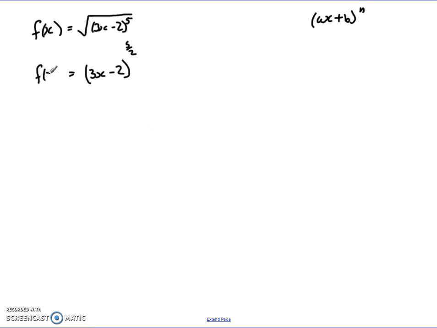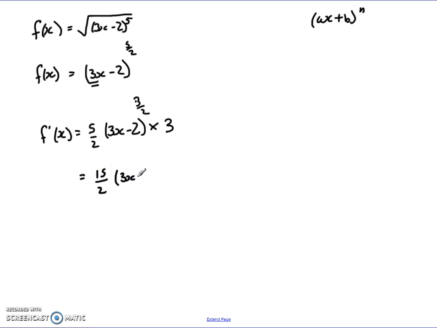Once I've done that for my f of x, I can then straight up just take the derivative and follow the form we just talked about on the previous page. So bring the power down, I get 5 over 2, write my bracket out, 3x minus 2, reduce the power by 1, 5 over 2 goes to 3 over 2, and then times it by the coefficient of a, which remember is the coefficient of the x. So we times it by 3. I can then simplify the whole thing together, and I get 15 over 2, bracket 3x minus 2 to the power of 3 over 2.